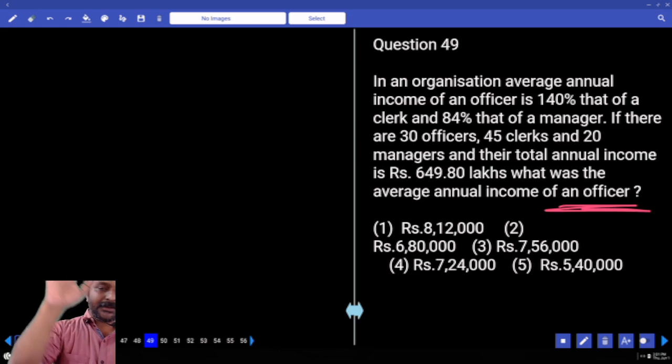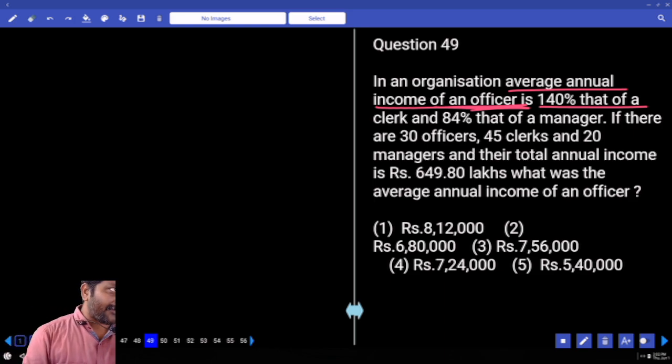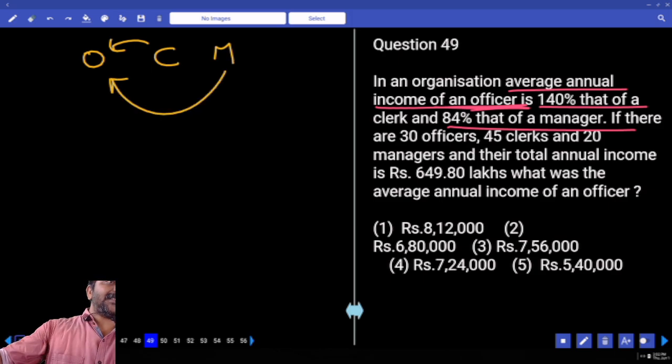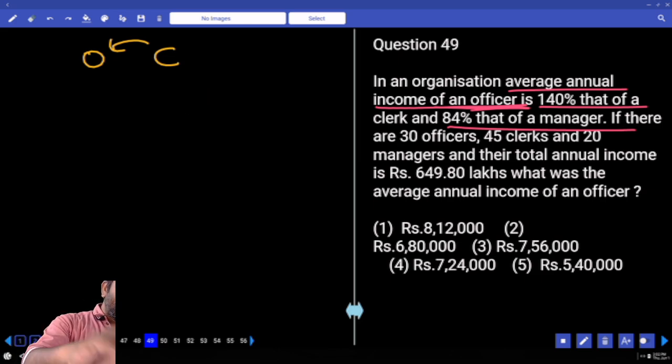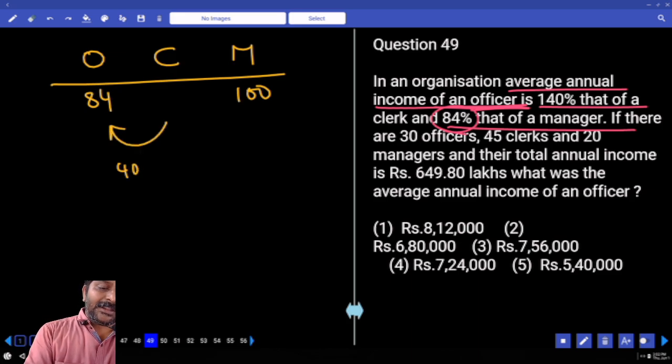Okay. So now let's do one thing. Average annual income of an officer, for one officer, compared with respect to clerk, which is 140%, and 84% of the manager. So with respect to manager, it is 84%, correct? So now what I want to do is, let me start with manager as 100. 84% of that number, 84, this fellow is 40% more than clerk, correct? Yes.